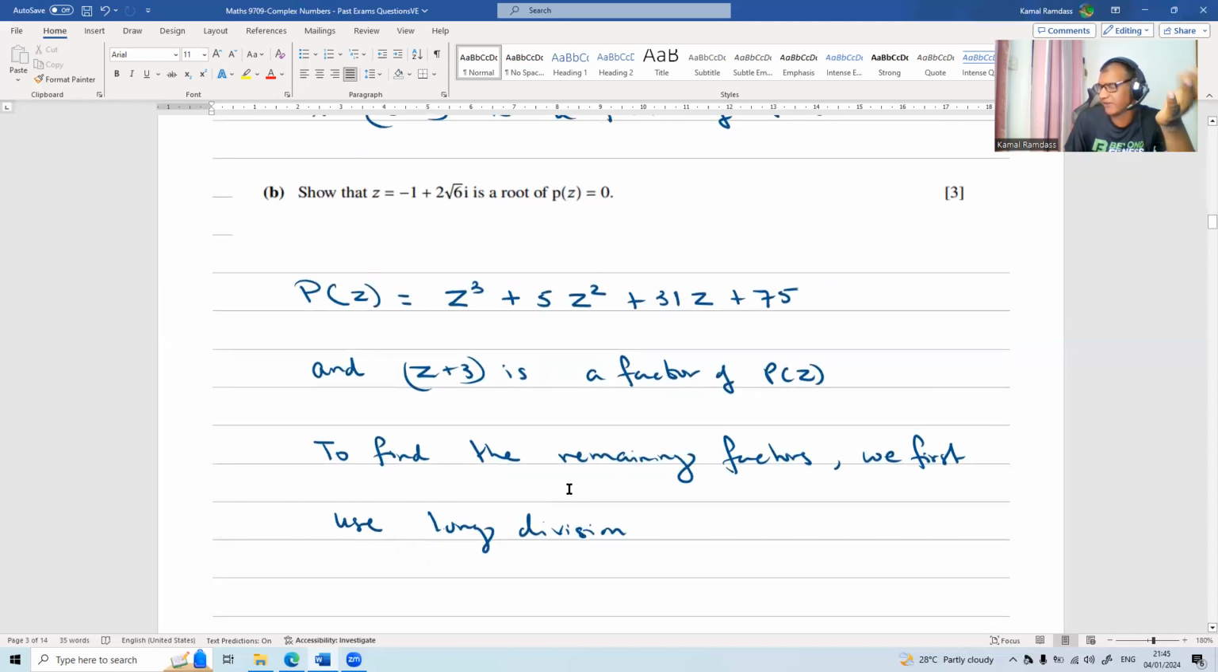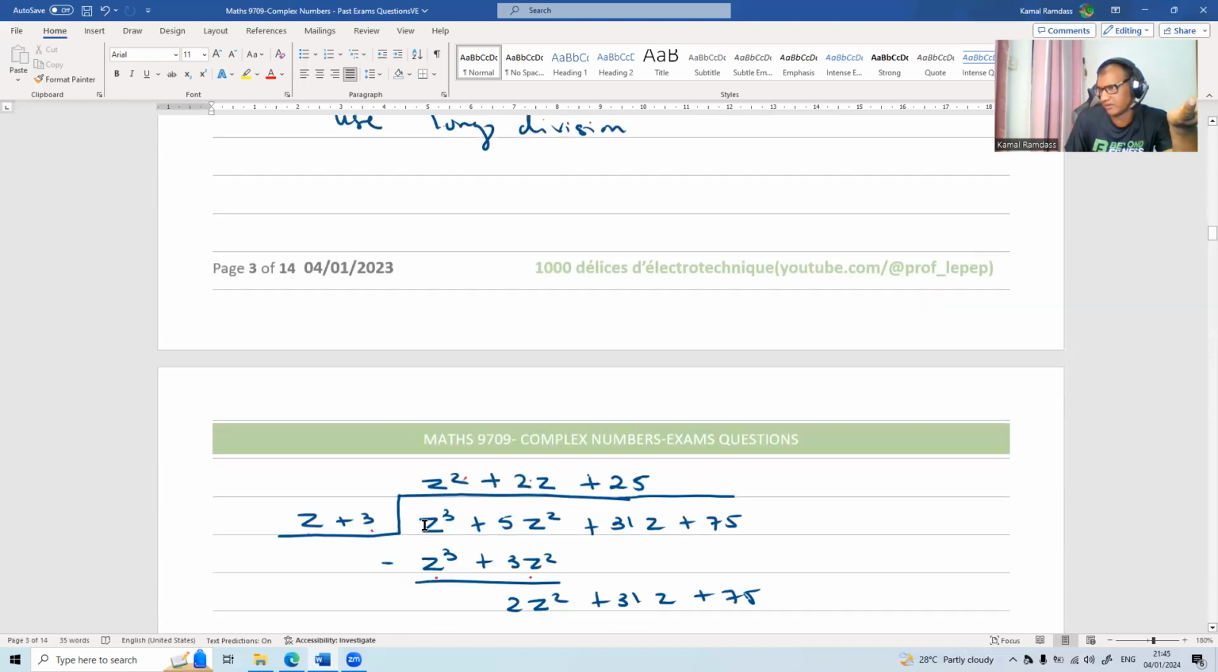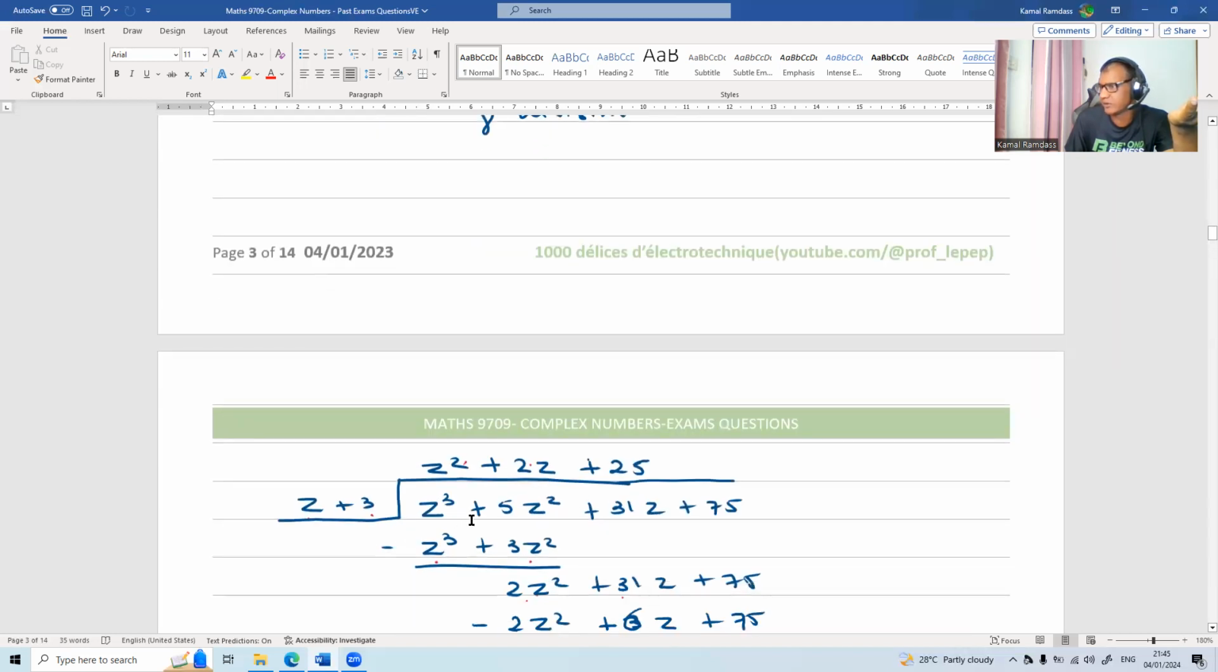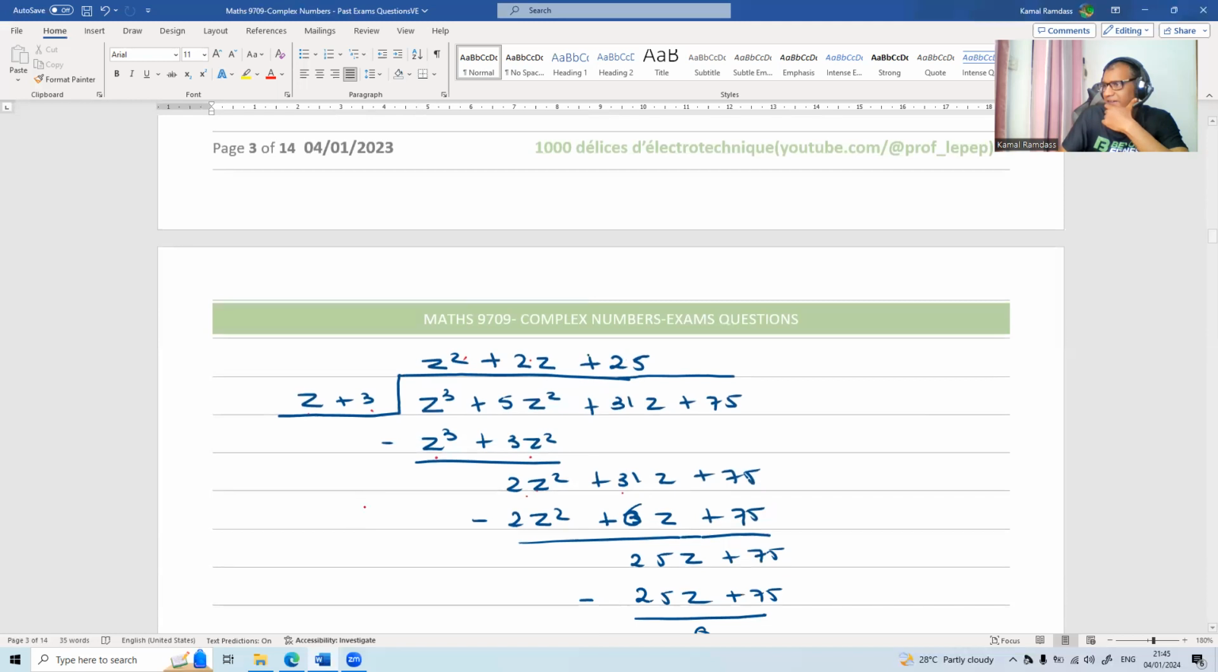To find the remaining factors, we have several methods. We can say let z plus 3 multiplied by az squared plus bz plus c. Then we multiply and compare coefficients, etc. And my favorite is long division. And long division is a sure method. OK? That means we take z cubed plus 5z squared plus 31z plus 75 divided by z plus 3. And finally, to get z cubed, I need to multiply by z squared.